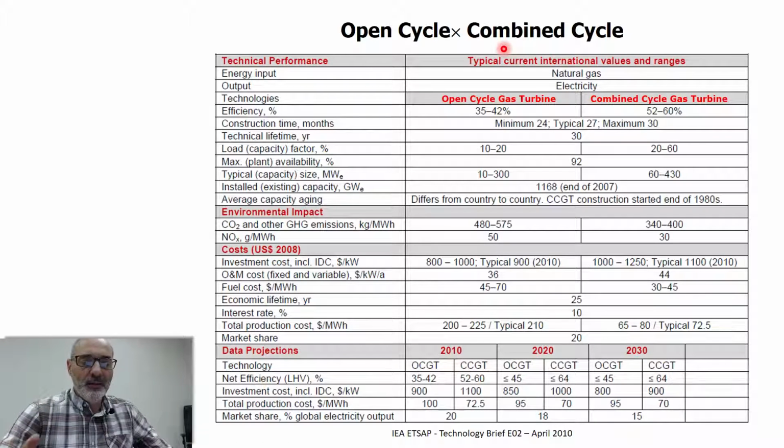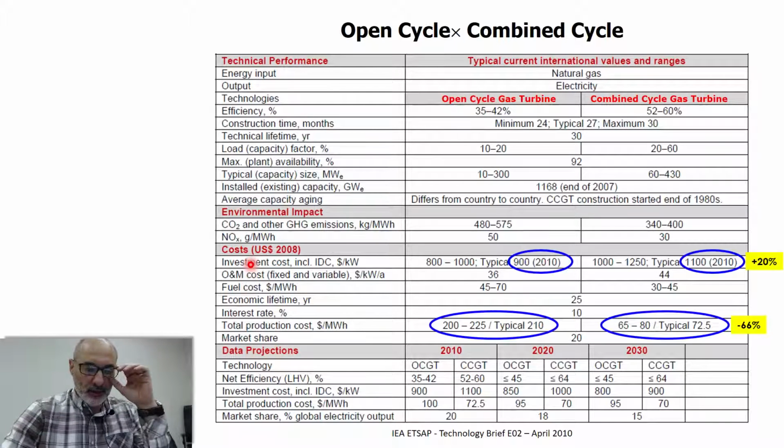So this table has a lot of comparisons of important parameters, including the economical ones. You see that I'm highlighting a few. The investment cost is 20% higher. Why is that? Because you have more equipment. You have to buy more equipment. So that's why capex values are higher for the combined gas cycle.